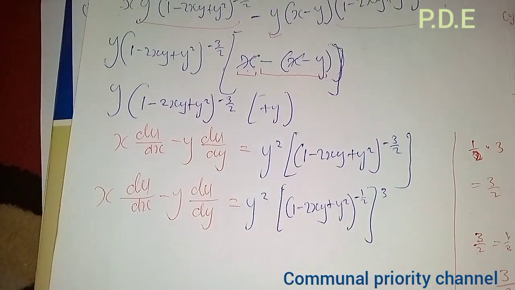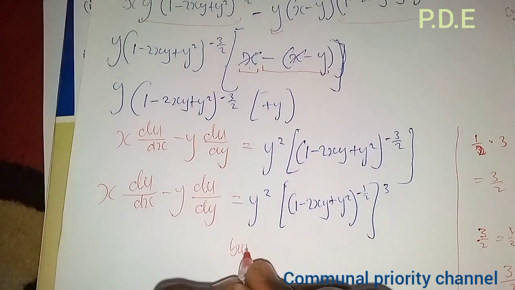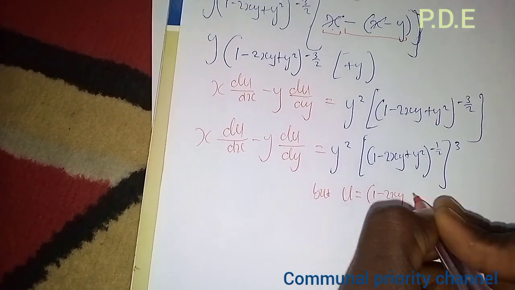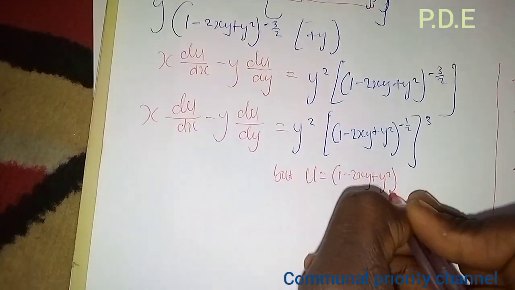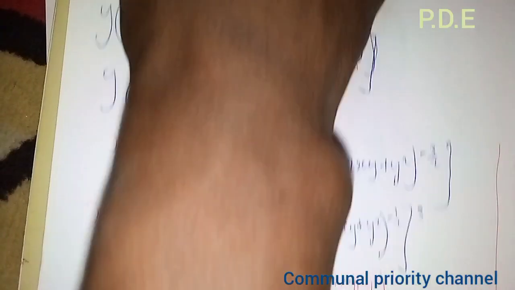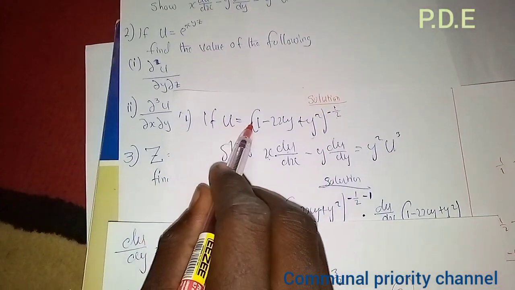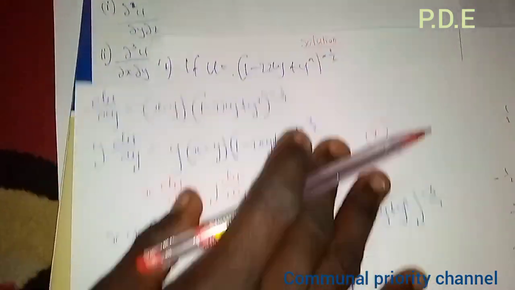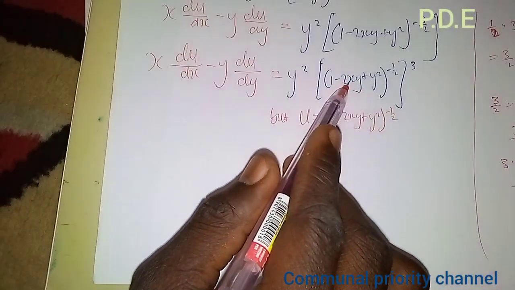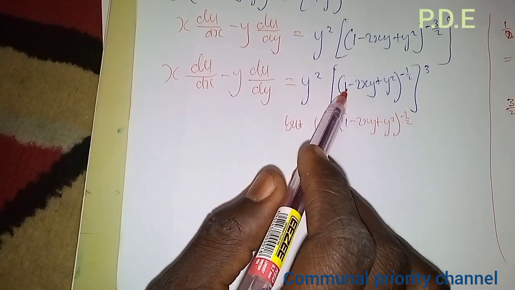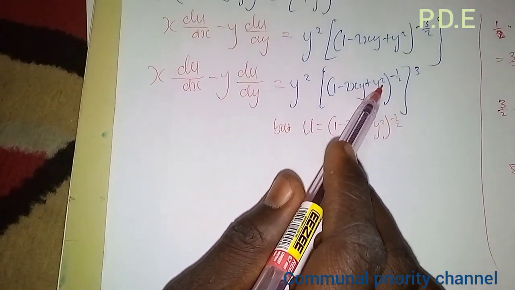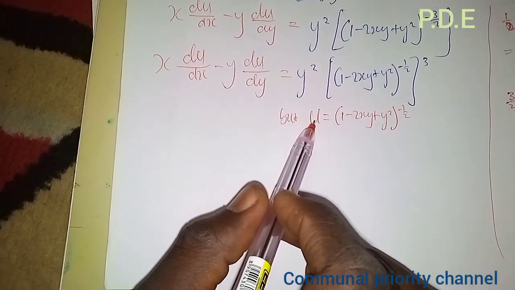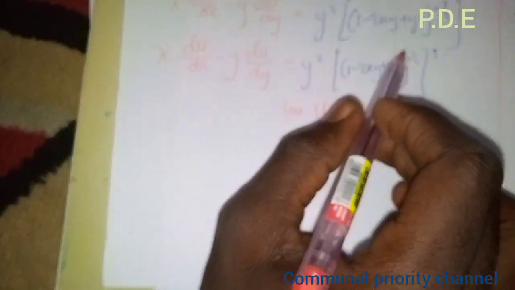3 over 2. So therefore, we know our u is equal to (1 minus 2xy plus y square) to the power of minus 1 over 2, as we have in the question. You see, our u is equal to 1 minus 2xy plus y square to the power of minus 1 over 2, and they are common in this. So we can simply replace this value with this u.